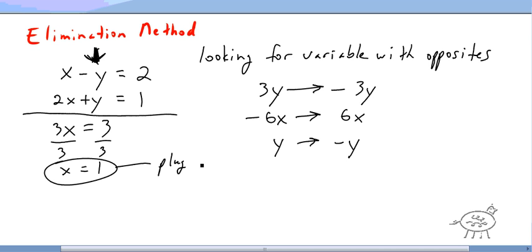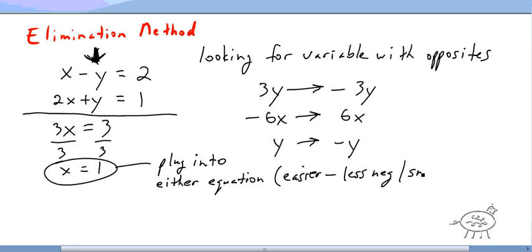So plug into either equation, and you want to pick the easier one. What I mean by easier is less negatives and smaller numbers. But it can be either one. So if you don't know, just plug it into one of them and solve. In this case, I'm going to pick the second equation because it has less negatives. It doesn't matter, either one. It's got a bigger number and a 2, so it doesn't really matter what we do here.